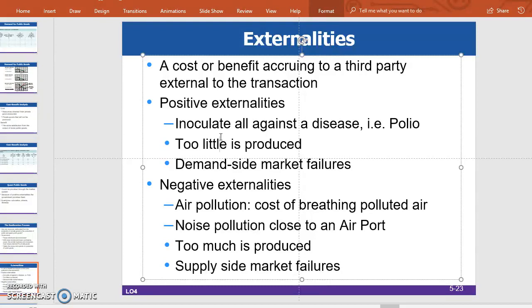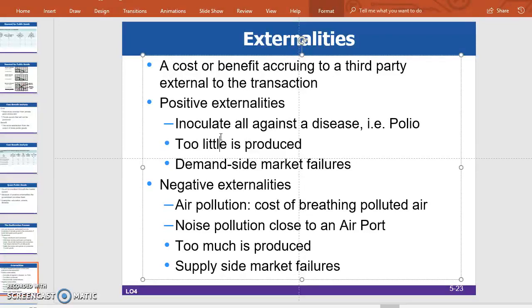right? So there is a buyer and there is a seller. Those are the first two parties in a transaction. But suppose because of this transaction, a third party is also affected. This is like a spillover effect, right? So a spillover effect on a third party, then we call that an externality. We can have positive externality or we can have negative externality.